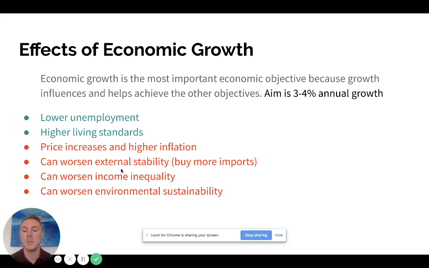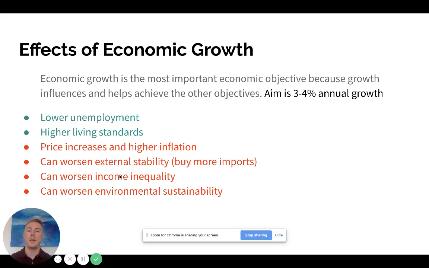It's going to improve our living standards. That's good. It seems to be outweighed by all these 4 red negatives, but these 2 positive effects are really important. So we can't understate those. It's also going to lead to price increases and higher inflation from economic growth. It can worsen external stability because if we have more money, we'll buy more imports.